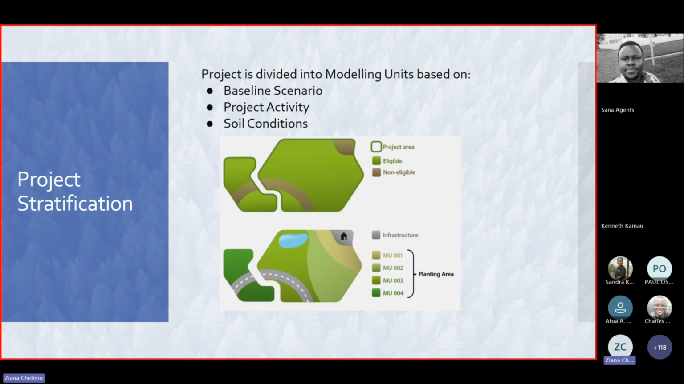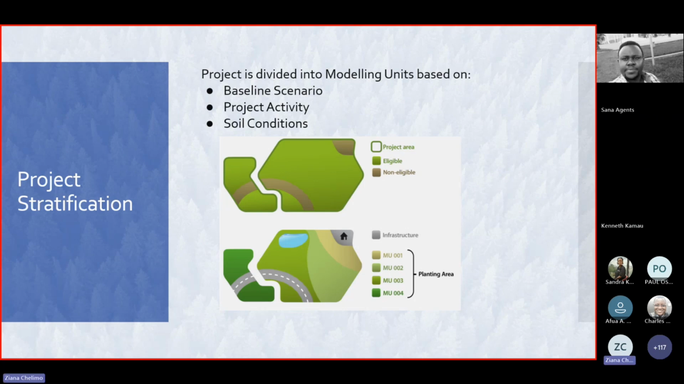When designing the monitoring plan, Carbon First will first need to take into account the stratification of the project into modeling units, with each modeling unit expected to have homogeneous characteristics such as soil quality and condition, baseline land use, and carbon stocks and project carbon stocks. More modeling units may be created as the project continues due to variations in growth, as well as any biomass losses throughout the project area.